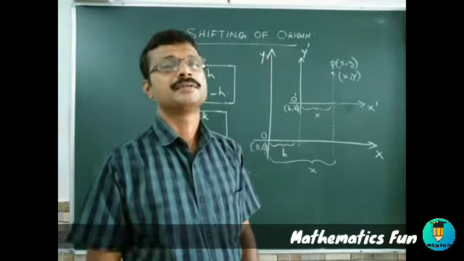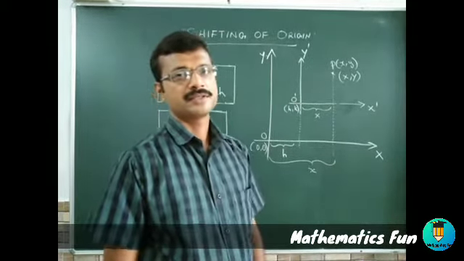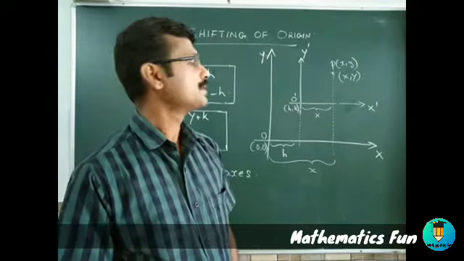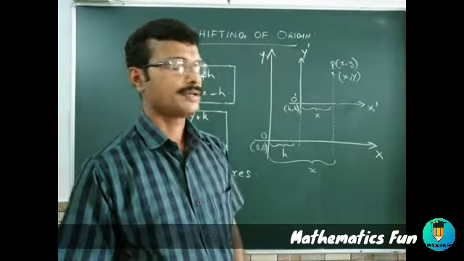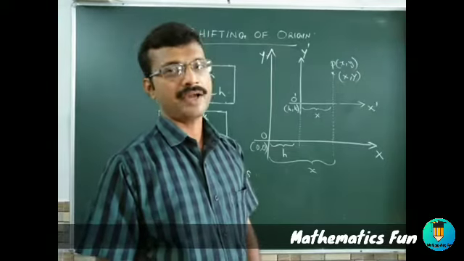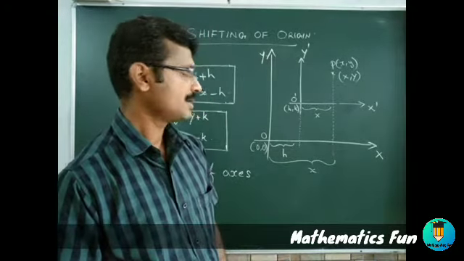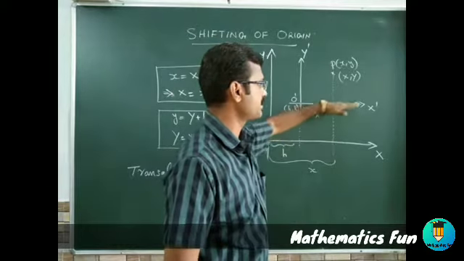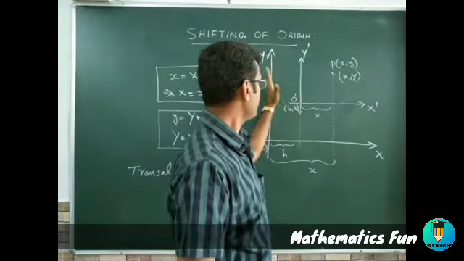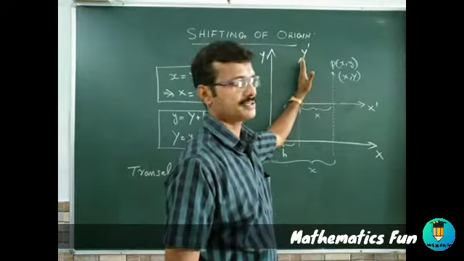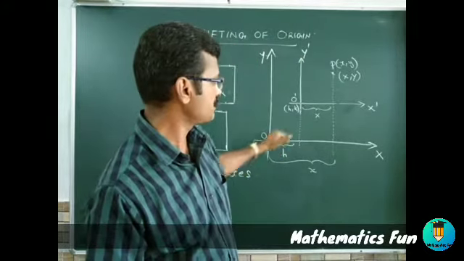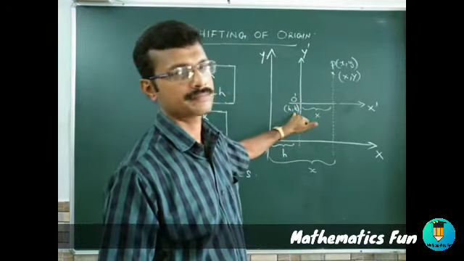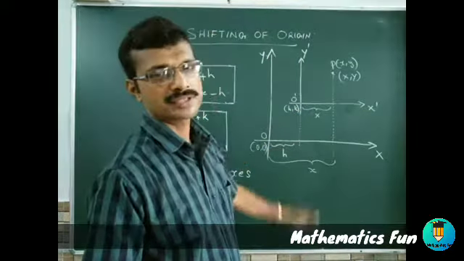Hello everyone. Today we are going to discuss shifting of origin to some other point without changing the direction of axis. Means we will shift the axis in parallel ways. The x-axis is shifted in parallel ways, the y-axis also shifted in parallel ways. So naturally the origin is shifted to the point h comma k. So this is the thing we are going to discuss.